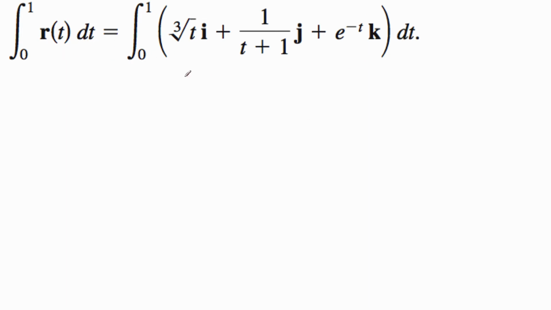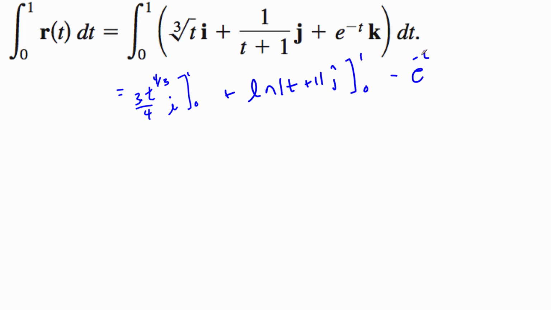The same thing works when we have a definite integral. I'm not going to redo all of these steps. When I integrate the cubed root of t, I get t to the 4/3 times 3/4, evaluated at 0 and 1. Now I should pull the i out, but I didn't. Plus the natural log of t plus 1 j, for consistency, I'm going to do it the same way here. Minus e to the minus t k, evaluated at 0 and 1.